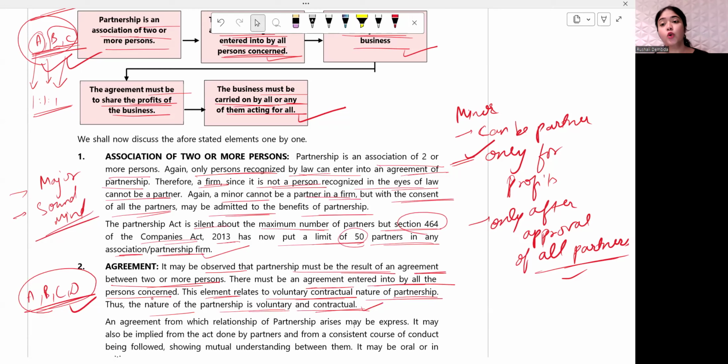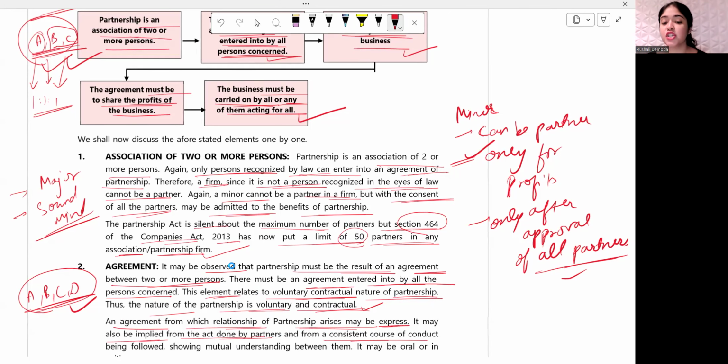No one tells you to get into partnership, no one forces you by law, but you voluntarily come into a partnership business, and it is contractual. It is based on an agreement contract. An agreement from which the relationship of partnership arises may be expressed. It may also be implied from the acts done by partners and from a consistent course of conduct being followed, showing mutual understanding between them.